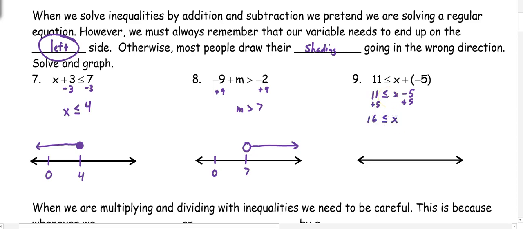Now, we can't graph this yet because our variable is not first. In order to get the variable first, we're going to switch the x and the 16, which means we also switch the direction of the sign. It was pointing to the left, now it's going to point to the right. So we have x is greater than or equal to 16. On our number line, we're going to put 16, and then put 0 somewhere to the left. At 16, there's a closed dot because it's greater than or equal to, and then we're going to shade to the right.